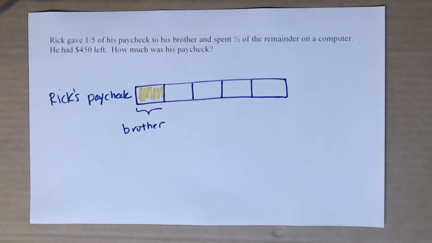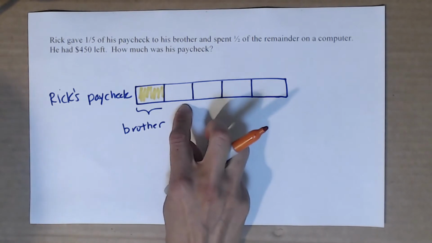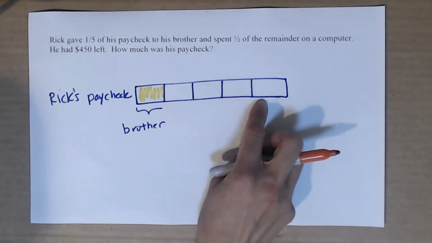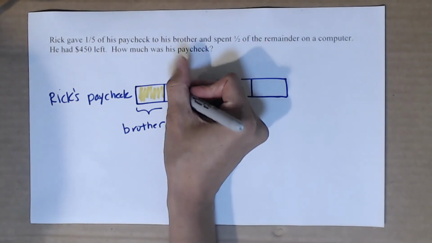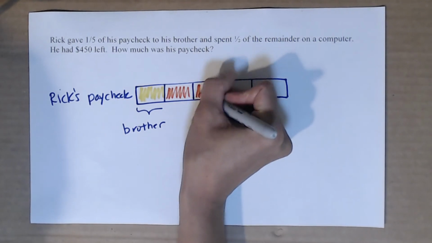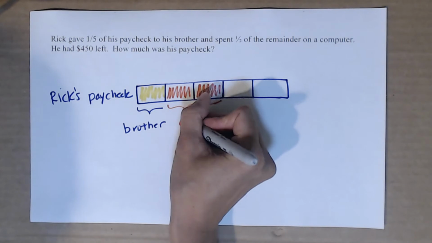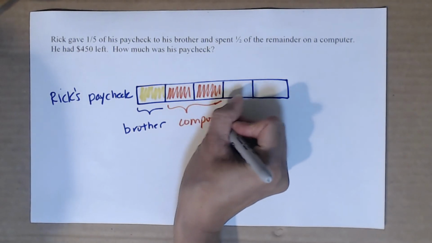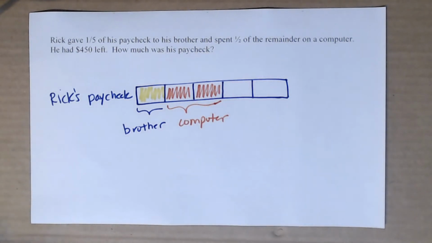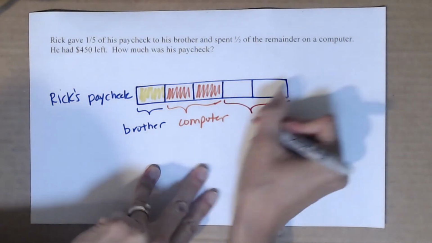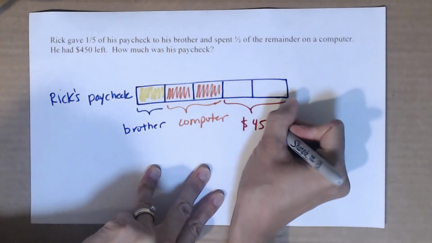Then he spent 1/2 of the remainder on a computer. So let's look at our remainder. Our remainder has 4 parts, so half of that would be 2. So these 2 he spent on a computer. Then he had $450 left. So this is what's left, and that's $450.